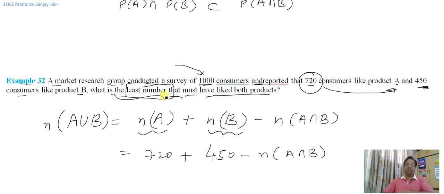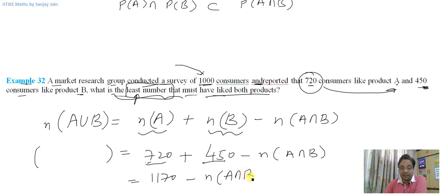So now what does this least number depend on? It will depend on the term that I write here, because this and this are fixed. We have written this as 720, this as 450. So in total this is 1170 minus n of A intersection B. So now, when will it be least?